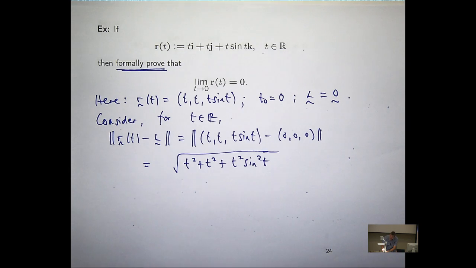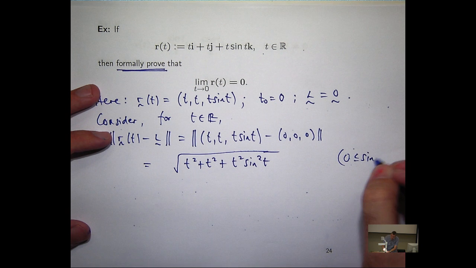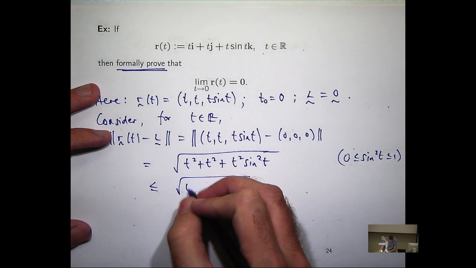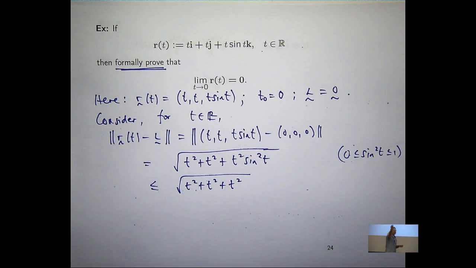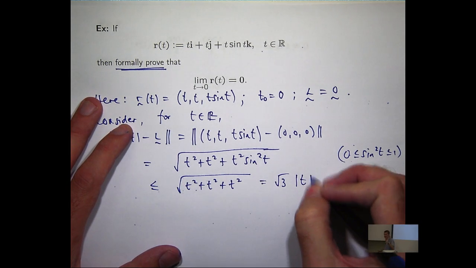Okay? So sine squared, so I can do this. And now I can just simplify. I'm going to get root 3 times absolute t.